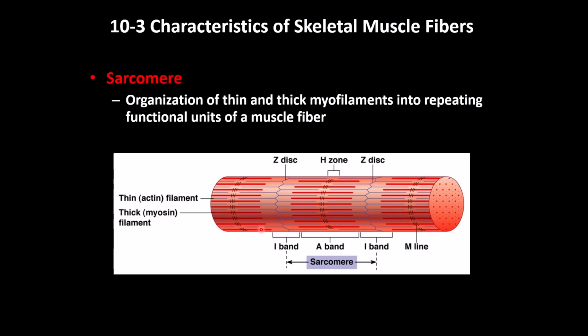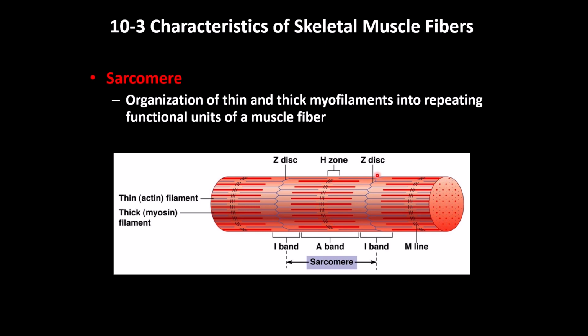So what is a sarcomere? A sarcomere is from one Z disc, this is our Z line, to another one. So this is a sarcomere. This is a repeated functional unit of the myofibril, which in turn is the muscle fiber also. So it's a functional unit of the muscle fiber.